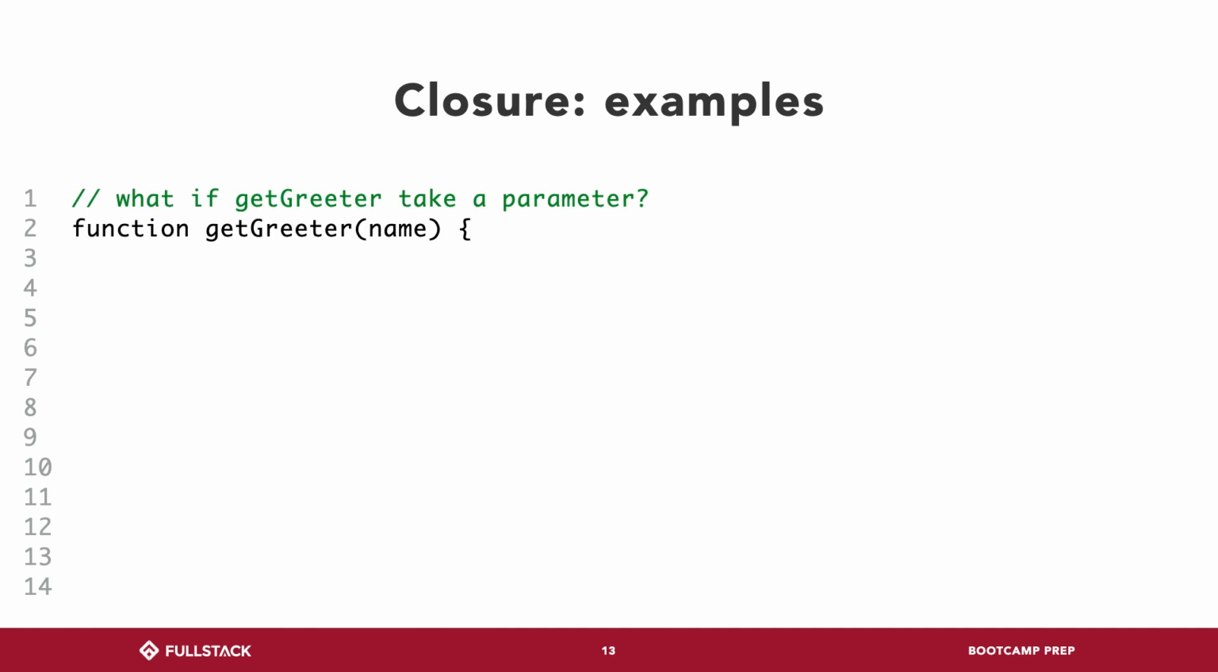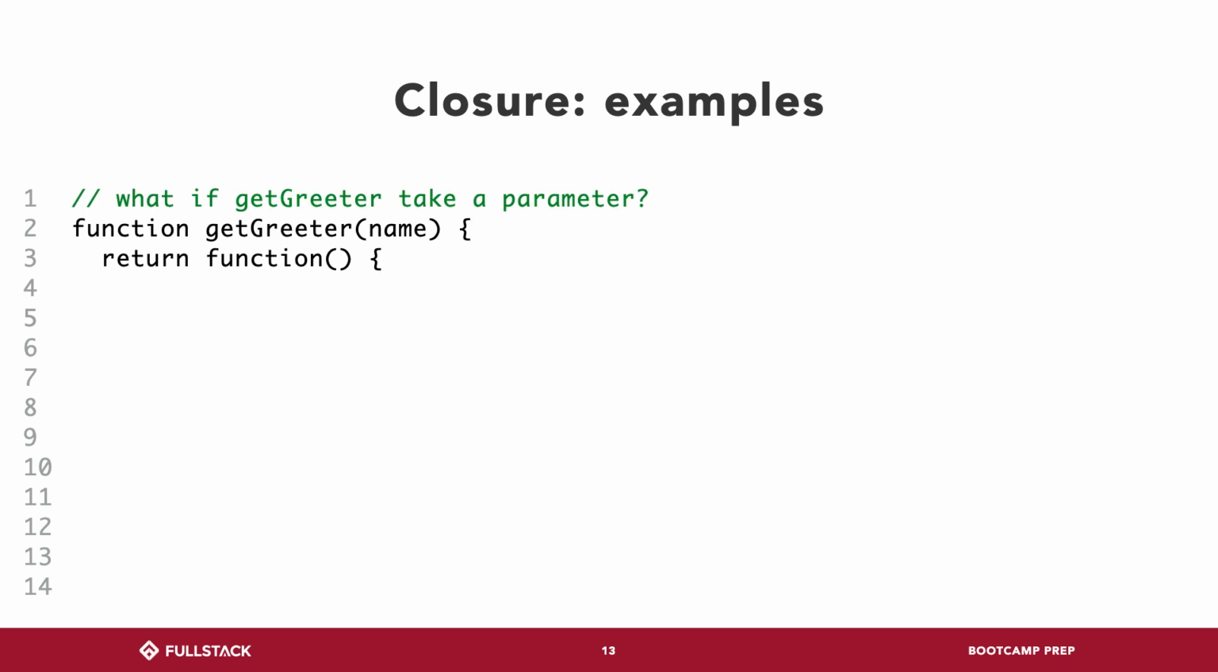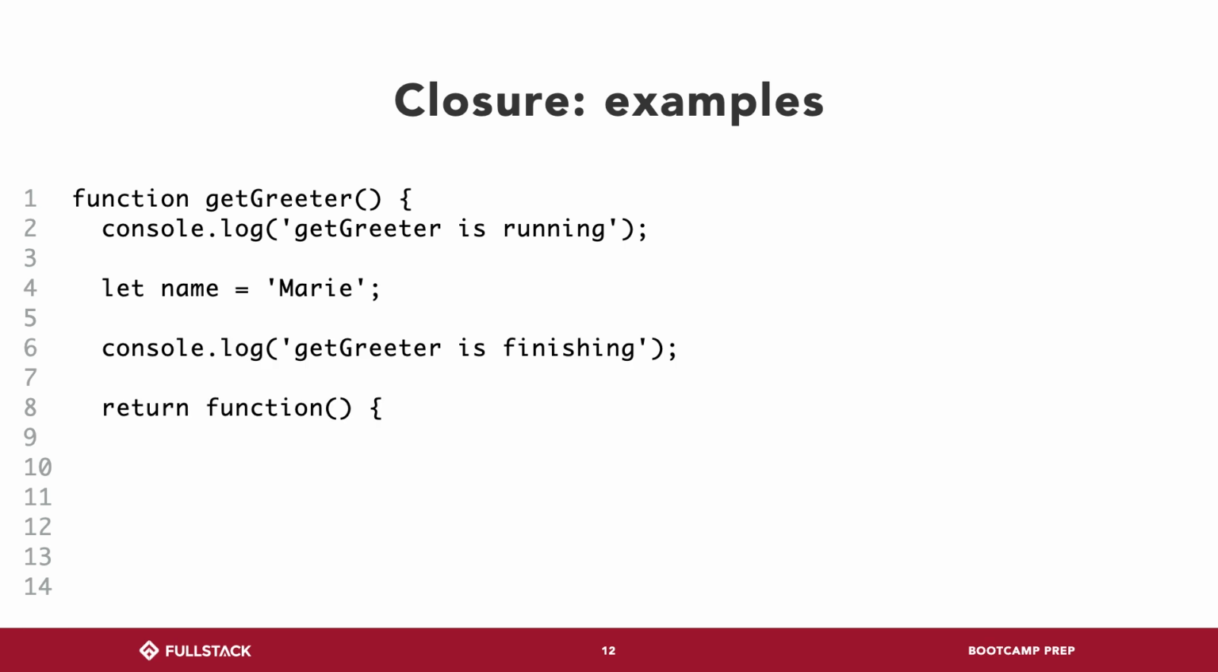What if getGreeter takes a parameter now? Oh, this is like the same thing, except we're not defining name. Remember here, we're going to remove the console logs, and we're going to remove let name equals Mary. Okay?